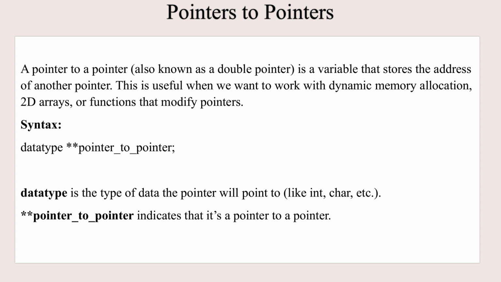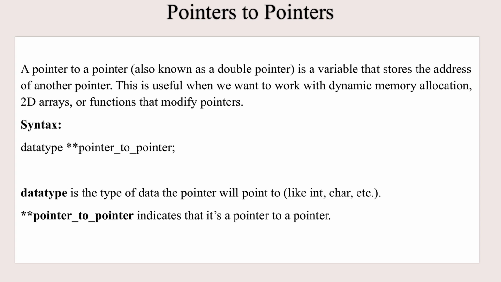Pointers to pointers. A pointer to a pointer, also known as a double pointer, is a variable that stores the address of another pointer. This is useful when we want to work with dynamic memory allocation, 2D arrays, or functions that modify pointers. Syntax: data_type **pointer_to_pointer.